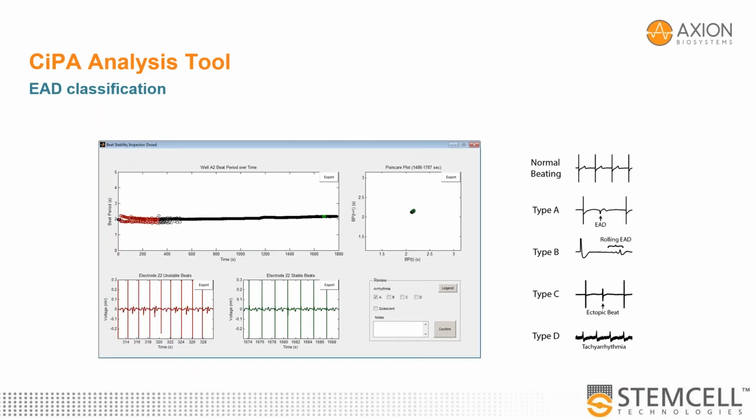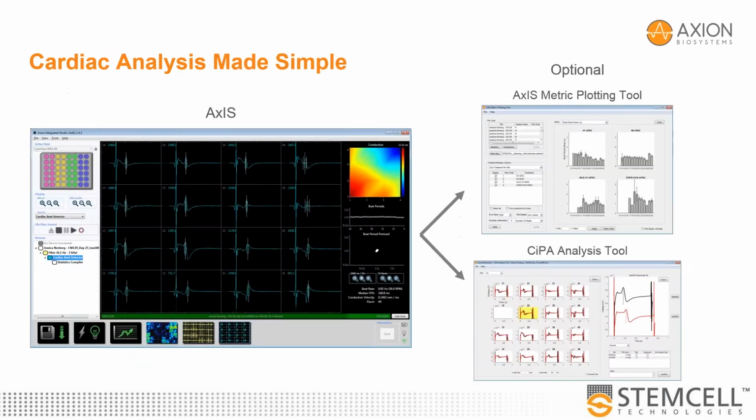The SIPA analysis tool can also be used for EAD classification. This is a different data set in which the compound caused these early after depolarizations, which we see in the raw data, and also which cause this alternating pattern of beat periods that we see above. You can use the checkboxes here to classify these EADs according to the SIPA categories shown here, and then those labels are included in the output spreadsheet with the data.